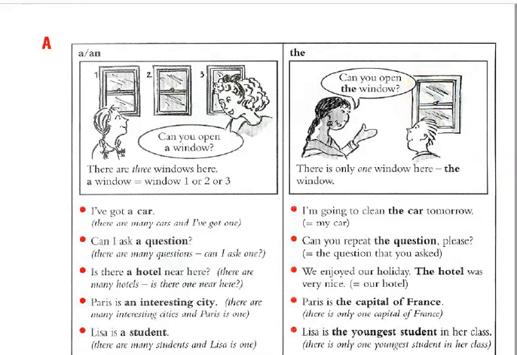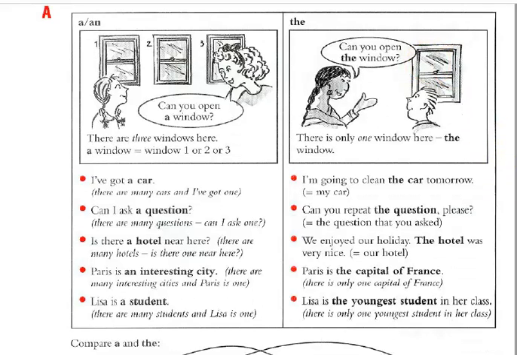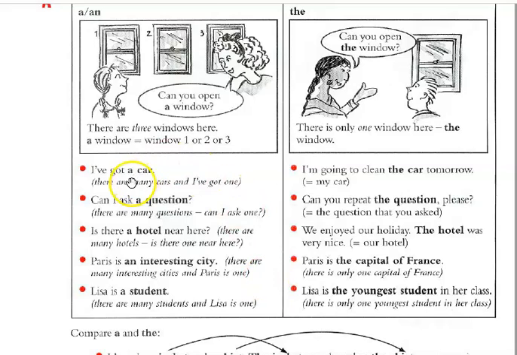So, let's have a look underneath the pictures. We shall compare each sentence across here. So, I've got a car. There are many cars, and I've got one. I'm going to clean the car tomorrow. The car equals my car.